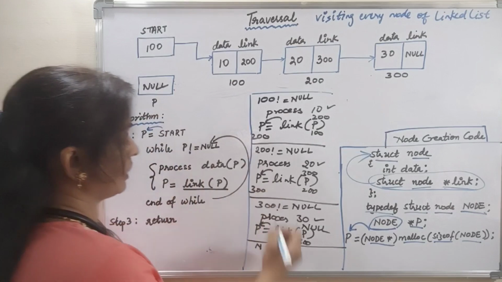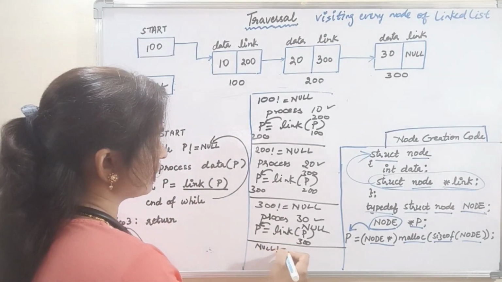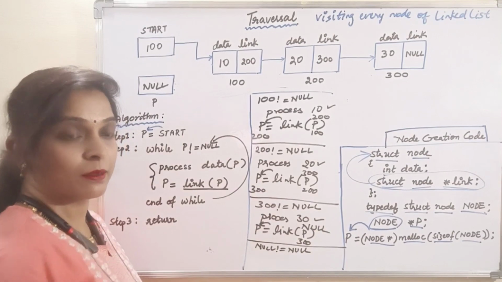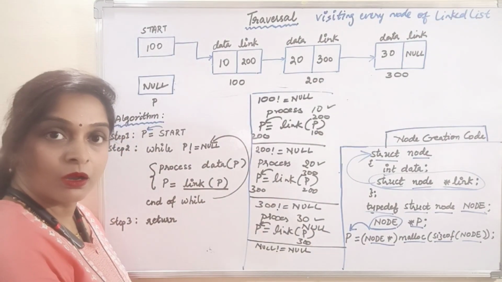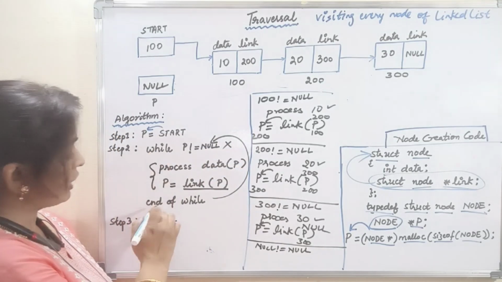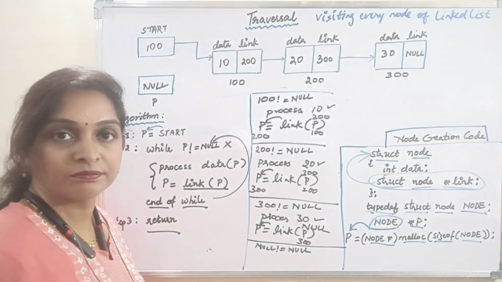Now P is how much? Null. Null not equal to null. Condition not satisfied. P not equal to null? No, it is equal to null. Condition not satisfied. End of while, then return.